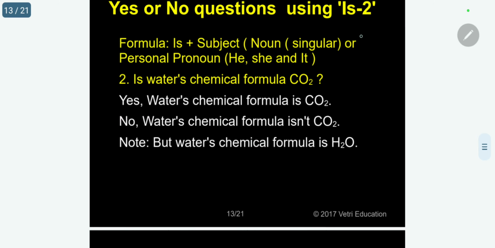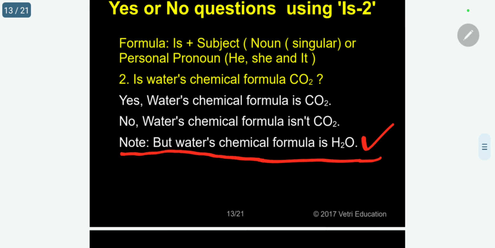Question number 2. Is water's chemical formula carbon dioxide? There are two possibilities. Yes, water's chemical formula is carbon dioxide. No, water's chemical formula isn't carbon dioxide. What is the reality actually? Which is the correct one? Just see, I am putting under this note, water's chemical formula is H2O. That is the correct answer.